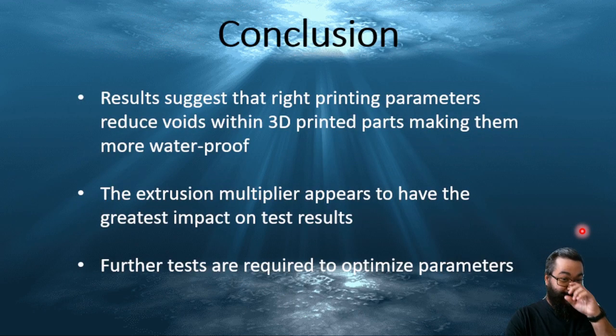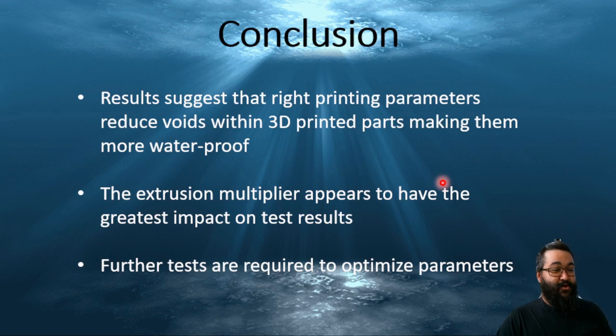So the conclusion. The results suggest that the right slicer parameters can reduce the voids within 3D printed parts, and the extrusion multiplier appears to have the greatest impact over all those parameters. So now it's just trying to figure out how much more we can push the extrusion modifier to make the test better. Further testing is required to find more optimal parameters for waterproof 3D printed parts.